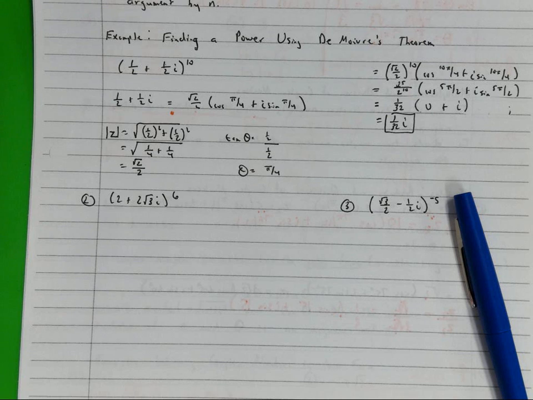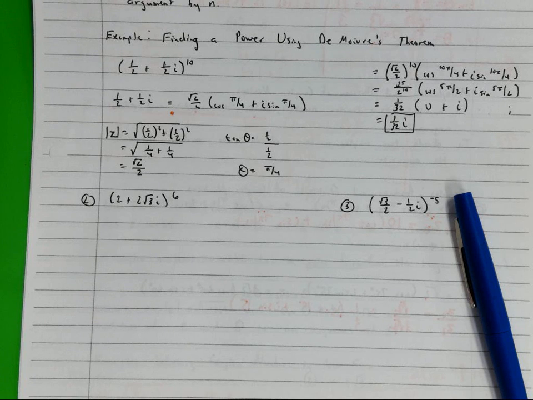It says you're going to take the r value and raise it to whatever power is out here. I raise the square root of 2 over 2 to the 10th power. Then you take this power and multiply each of these by it. So you raise r to the power and multiply your theta by 10.